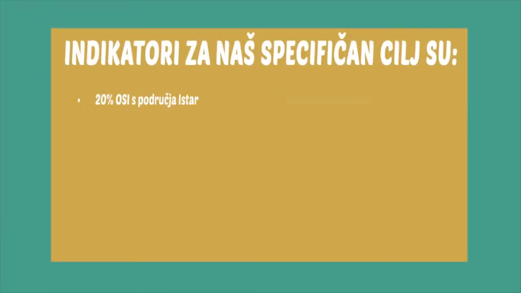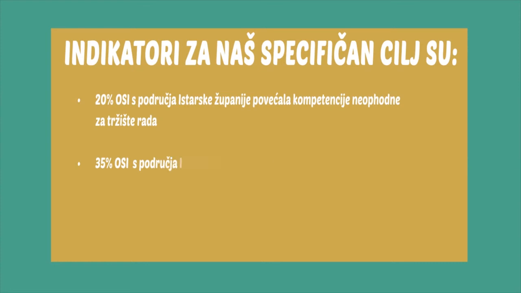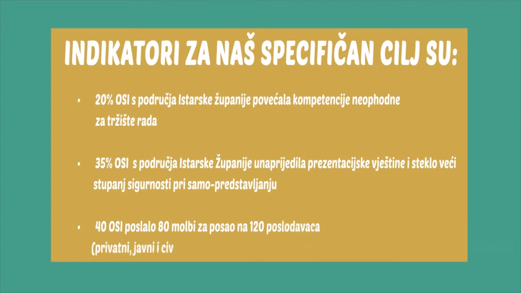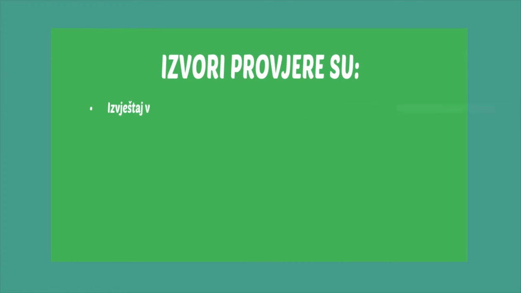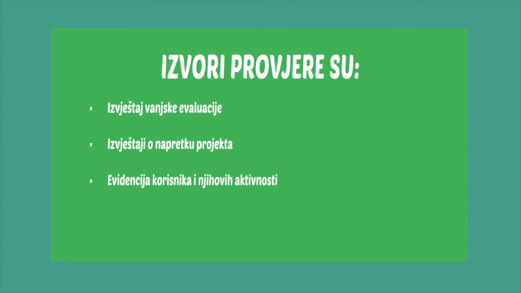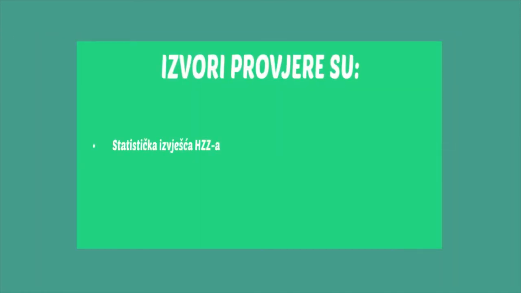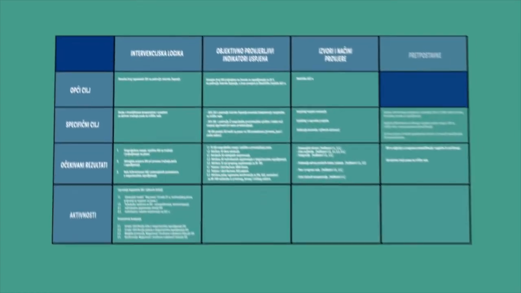Indicators for our specific goal or objective are 20% of disabled people from the Istrian region increasing their skills for the labour market, 35% of disabled people from the Istrian region increasing their presentation skills and level of confidence, and 40 disabled people sending 80 job applications to the private, public and civil sectors. Checking sources are reports on external evaluation, reports on project development, and records of the users and their activities. Our main goal and objective indicator is to reduce the number of disabled people on the Employment Office list by 25% in the region of Istria, while the checking source is a statistic report by the Croatian Employment Office.